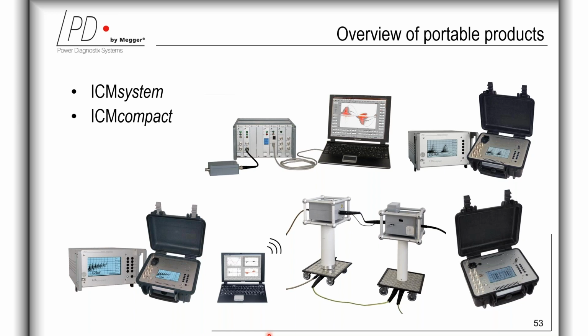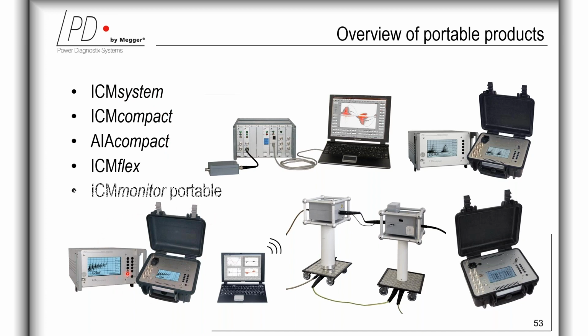So in this slide, you see the overview of our portable products. We already mentioned ICM System and ICM Compact on the previous slides. The AIA Compact is the PD detection and localization device for gas-insulated switchgears or air-insulated switchgears, cable terminations, and transformers, which combines all non-conventional PD measurements such as acoustic, high frequency, and ultra high frequency.